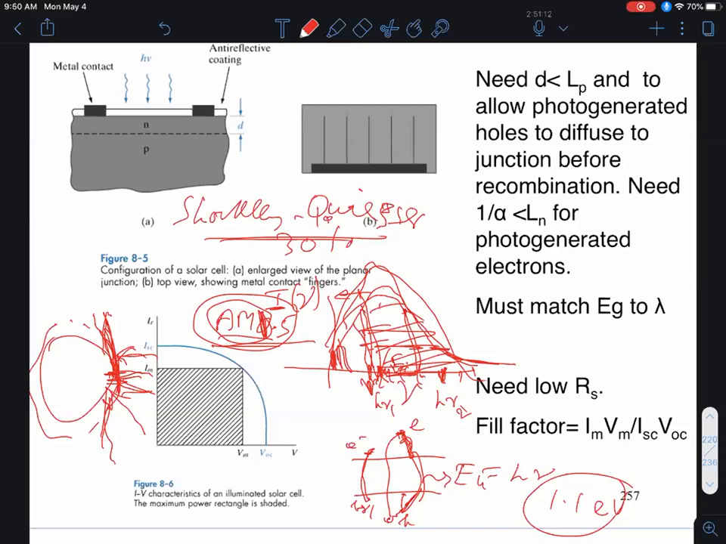So that's one point. Point number 2 is you want to choose a band gap so that you capture most of the solar radiation without wasting a lot of the extra solar photon energy as heat, okay? And that gives you your Shockley-Queisser limit.